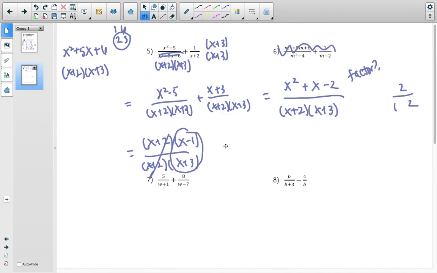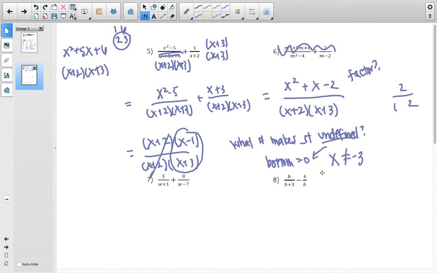Now let's talk about something real quick. If I asked you what value or what number makes it undefined, and I mean this right here, it's whatever makes the bottom equal 0. So right here, you cannot get negative 3. So x cannot equal negative 3, because if you put a negative 3 right here, you get 0. So just to let you know, if you have that, you're setting the bottom equal to 0 and solving.